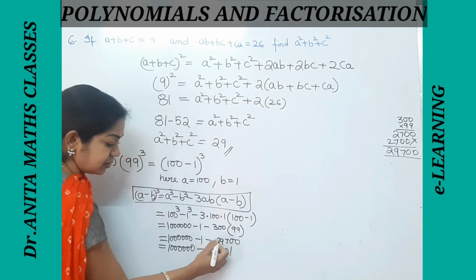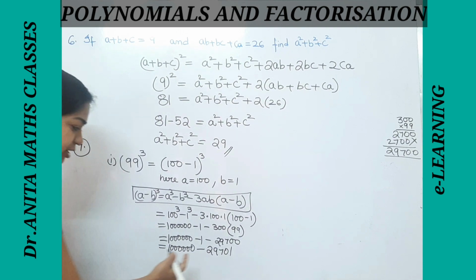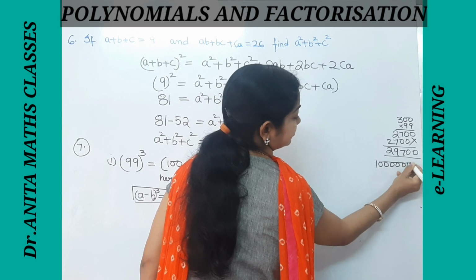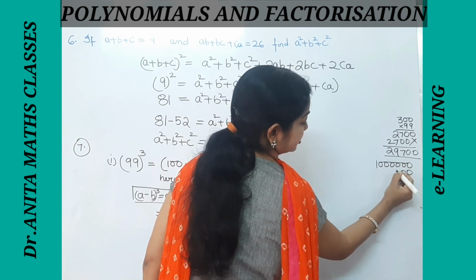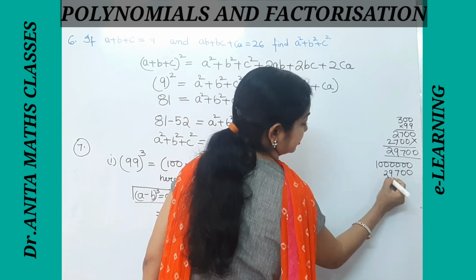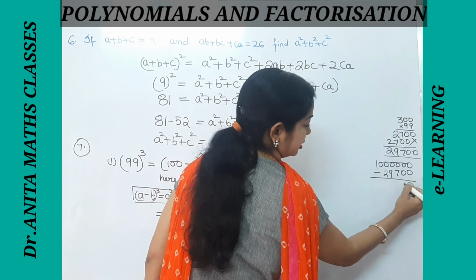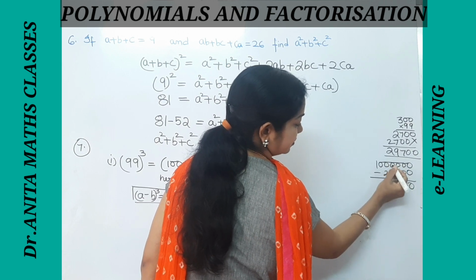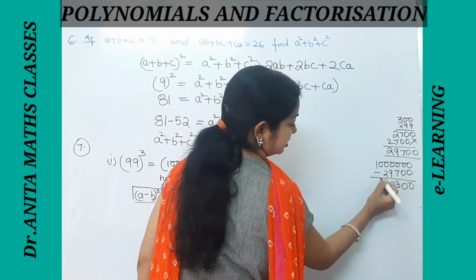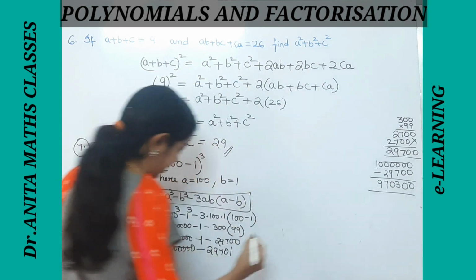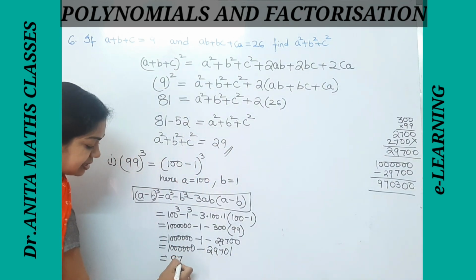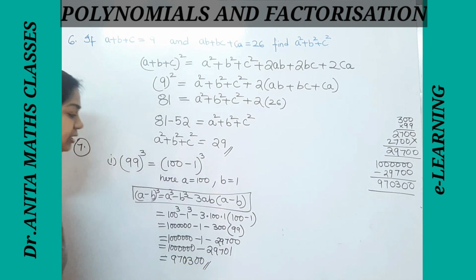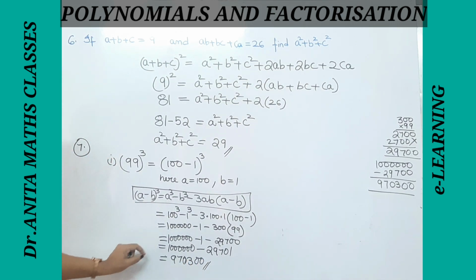Why am I adding? Because there are similar signs, you have to add. So here we subtract 1 followed by 6 zeros minus 29701. Just subtract it. Here 0 0 comes. If you borrow 1, this will be 970299. So this is the answer. Final answer is 970299. So it's very easy. Using the identity we can easily find it out.